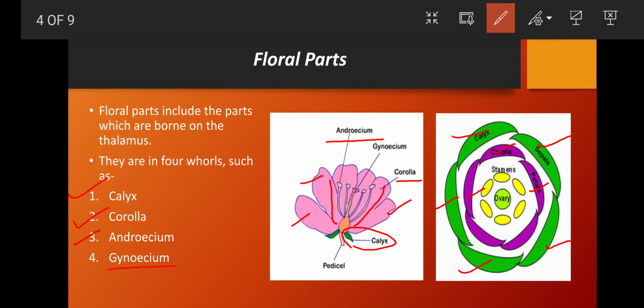The last is your gynoecium. Gynoecium constitutes the last and the central whorl of the flower. It is the female reproductive organ and is also termed as carpel when it is present singly. But if a flower has many carpels, then they are collectively named as gynoecium. And as I told you, it is a female reproductive organ, so it contains the ovaries. As you can see in this picture, the ovary is centrally located, so the gynoecium is centrally located inside the flower.